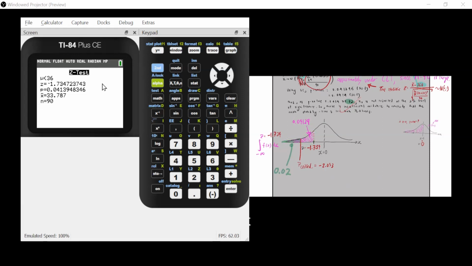Or you can think of it like the critical region is from Z critical here, negative 2.053 all the way to the left, because it's the left tail area. And our test statistic value is outside of the critical region. Therefore, we do not reject. Okay, inside critical region, p-value is smaller, you reject.